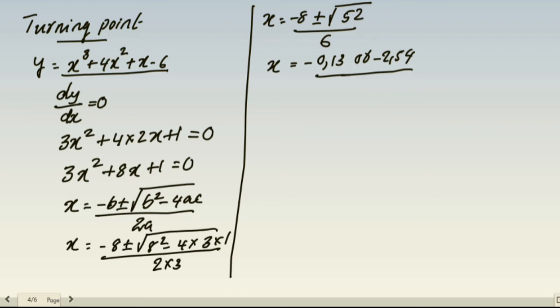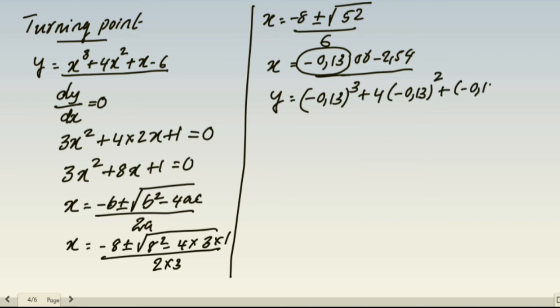Clear? So I'm taking the first x value, that is this one, and I'm substituting in the main function. That is y value is equal to minus 0,13 all cube plus 4 times minus 0,13 all square plus minus 0,13 then minus 6.